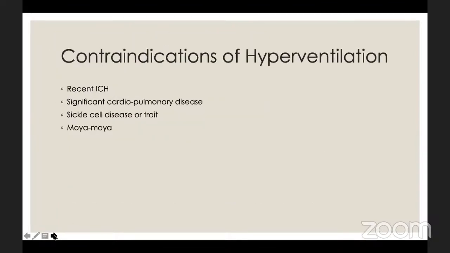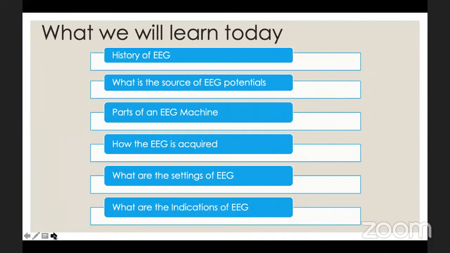There are certain contraindications of hyperventilation: recent intracerebral hemorrhage, significant cardiopulmonary disease, sickle cell disease, or moyamoya. Now coming to the last part of my talk, which I feel is very clinically relevant: what are the indications of EEG?